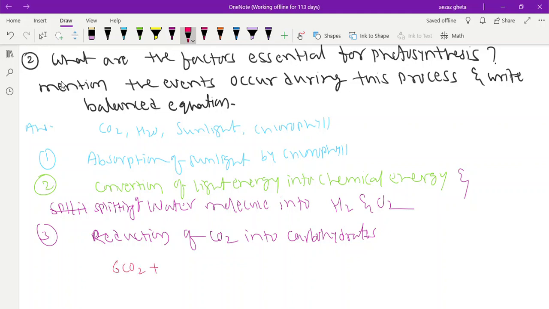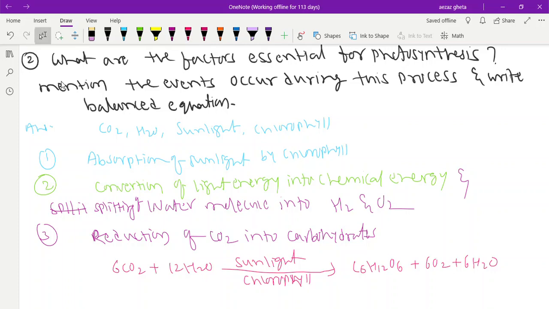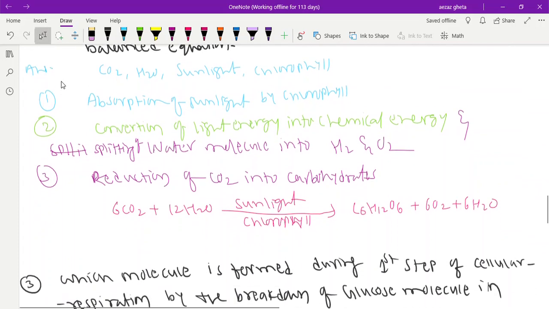6CO2 plus 12H2O. It is taking place in the presence of sunlight and chlorophyll. It gives you C6H12O6 plus 6O2 plus 6H2O. Okay, this is the reaction. It is a very important question.